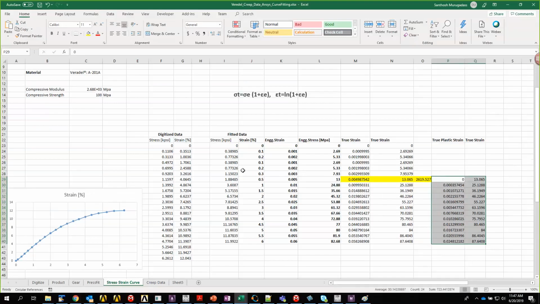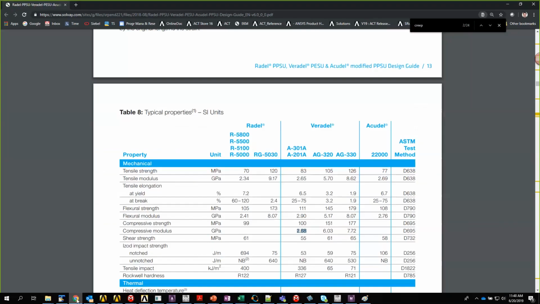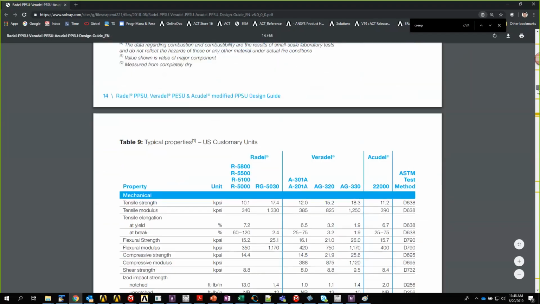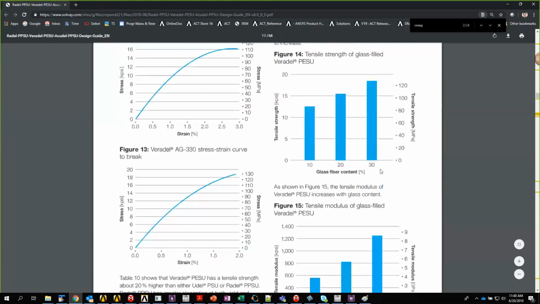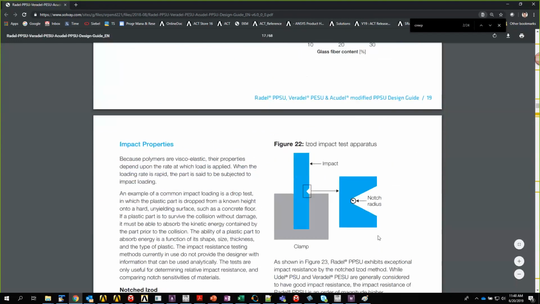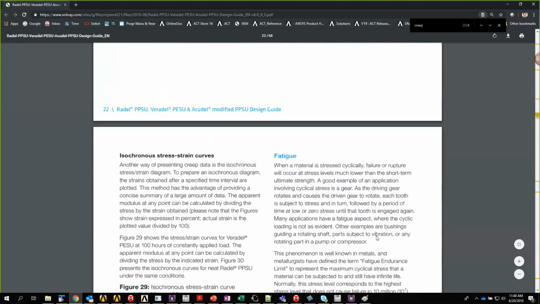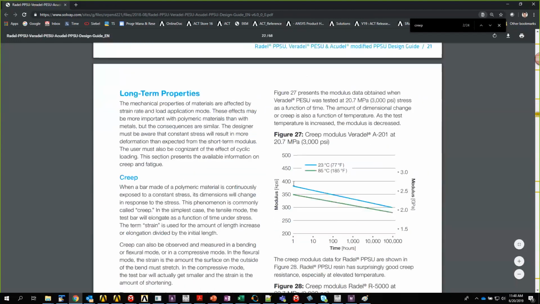Okay, so now we got the stress strain part of it, which will capture the initial behavior. The second part is the time dependent behavior, which is the creep behavior. For that, we have creep information given in page 22, I believe. So we have this information.